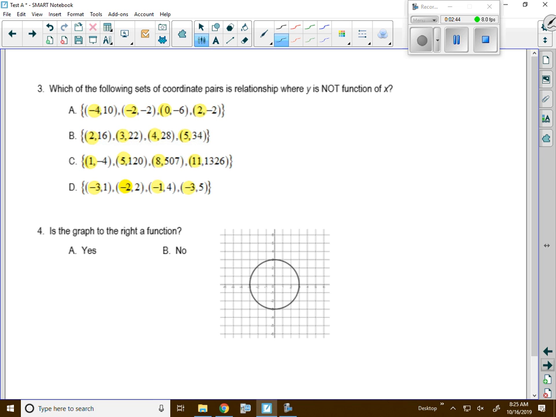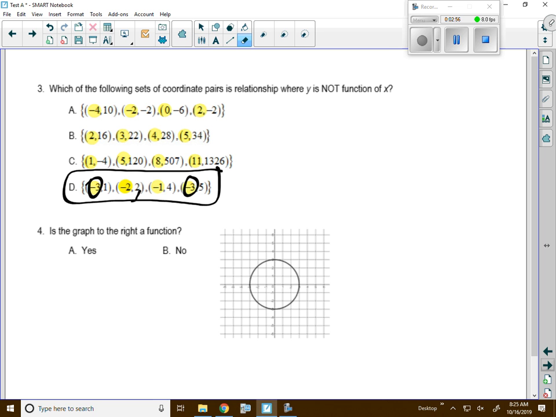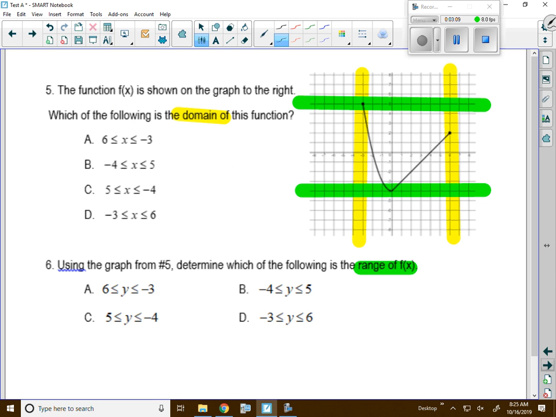Okay. Next one. If something's not a function, what are you looking for? Repeated x values. Which letter has repeated x values? D. Right here, it repeats at negative 3. So that one is not a function. How do I tell if a graph is a function? Vertical line test. This fails the vertical line test, so no, it is not a function. That vertical line cannot cross that graph more than one time.